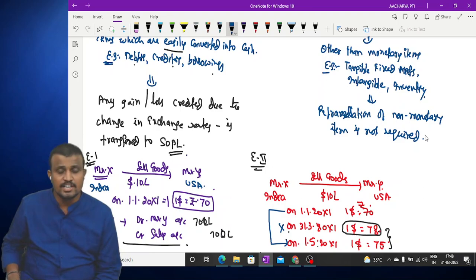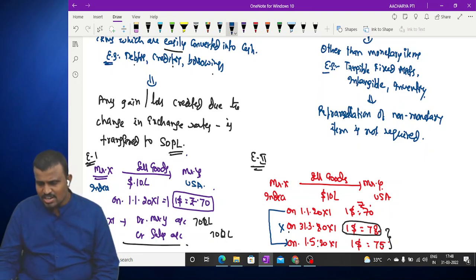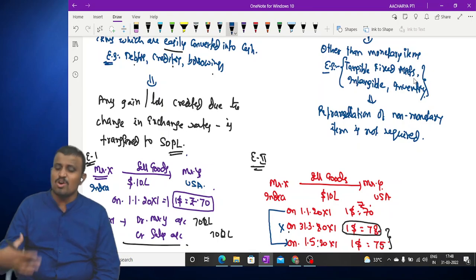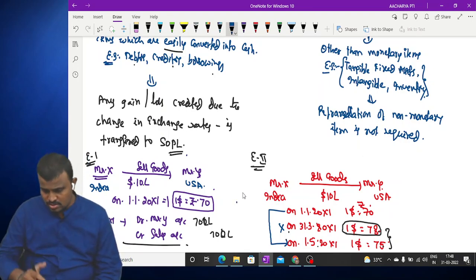Retranslation of non-monetary items is not required. Why? Because those are not required to be settled. These are all nothing but investments. So that's why retranslation of non-monetary items is not required, and there is no question of gain or loss.